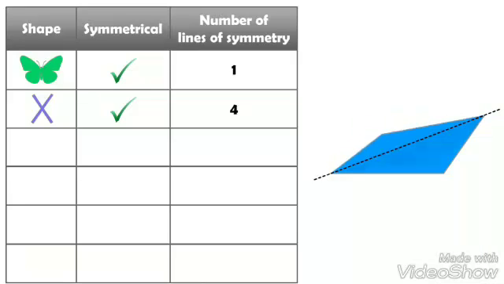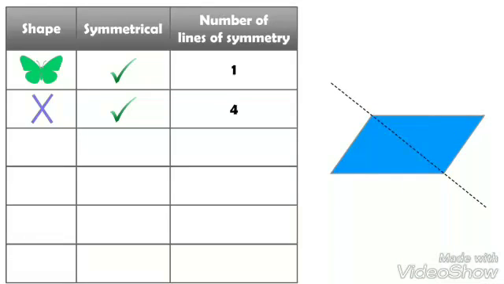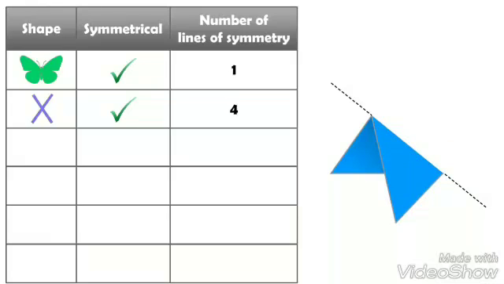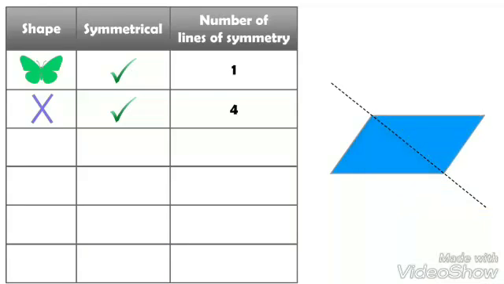Well, if we try this line, we will get these two parts, which might look a bit similar, but they are not identical. What if we draw another diagonal line like this? We still have two different parts. Therefore, this parallelogram is not symmetrical because it has no lines of symmetry.